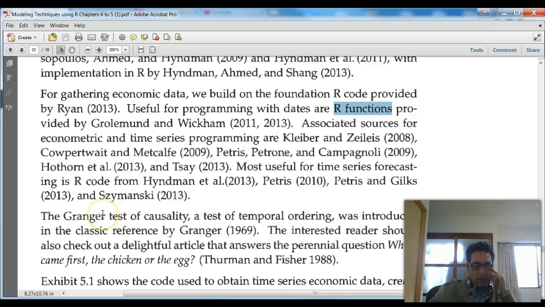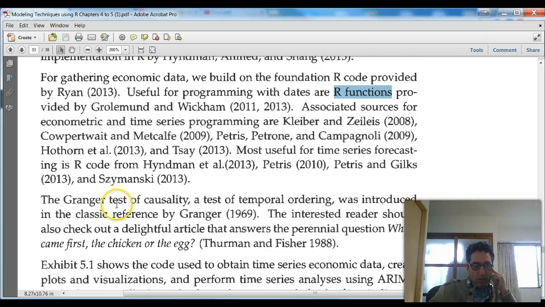And then here he says finally, the Granger test of causality, a test of temporal ordering, was introduced in the classic reference by Granger in 1969. The interested reader should also check out a delightful article that answers the perennial question, which came first, the chicken or the egg? Okay, so let's take a look at the code now that we understand the background.